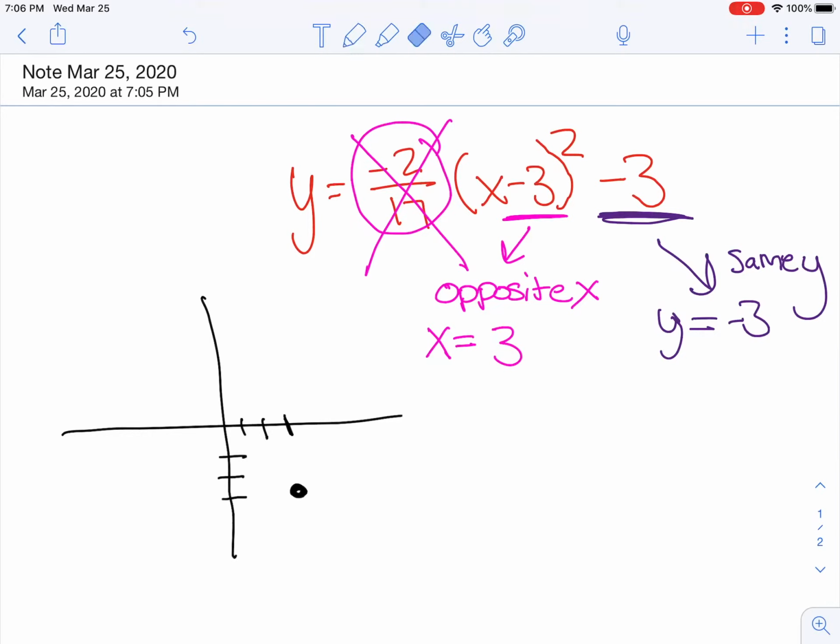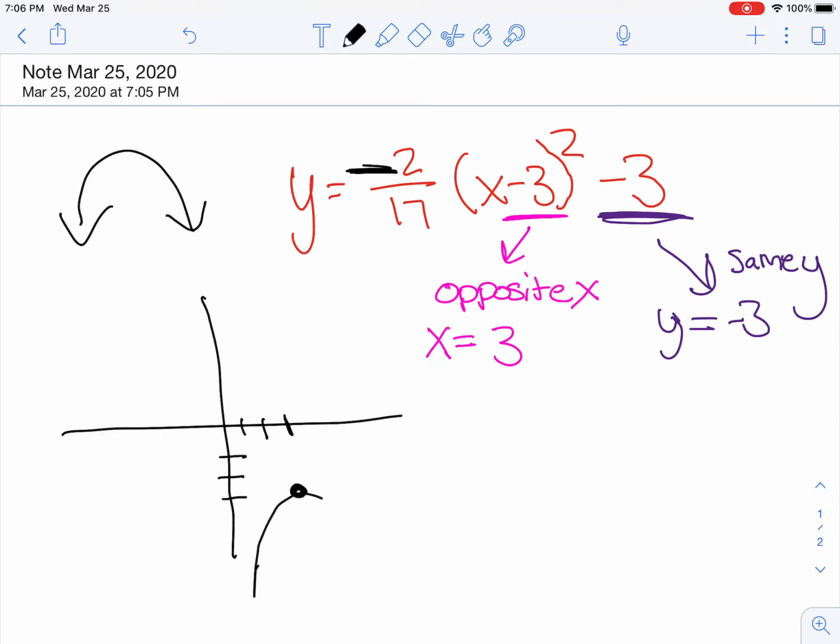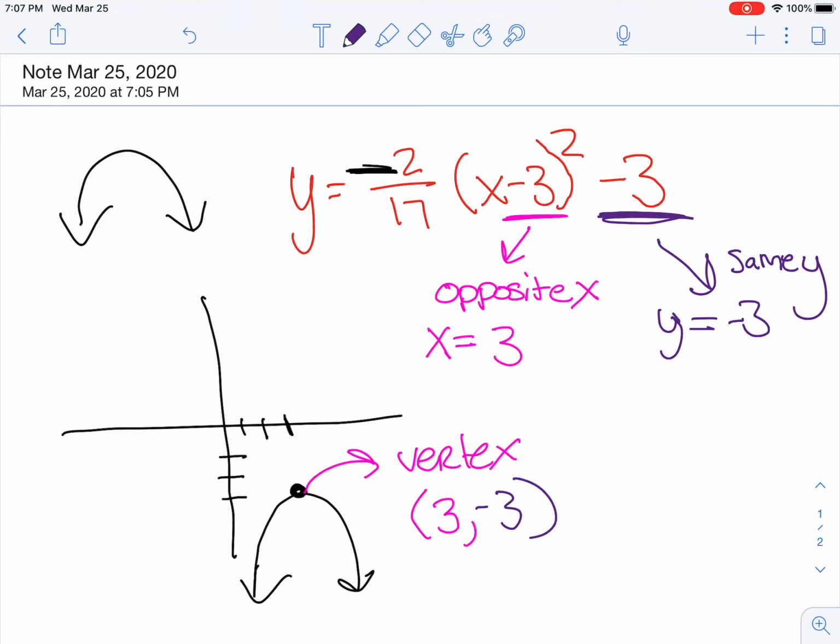Okay, I'm going to talk about one more piece right now. So I said we don't know much about this fraction right here, but something we do know about is this negative sign. And we know that that negative sign causes it to be a downwards U. It causes it to be sad. So I want to point out that this is my vertex. And my vertex is at 3, -3. Having to do with my opposite x and my same y.